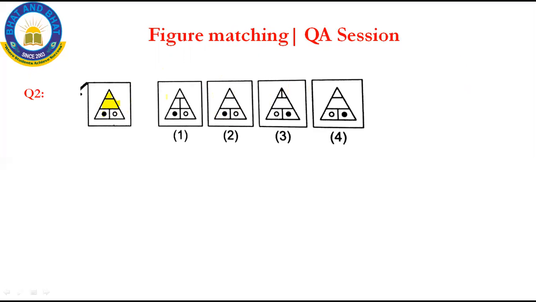Option 1, yes, a triangle. And then why not option 2? Option 1 is wrong here because it is divided into two parts. It is divided into two. Therefore, option 1 is the wrong answer. Now we'll go with option 2.